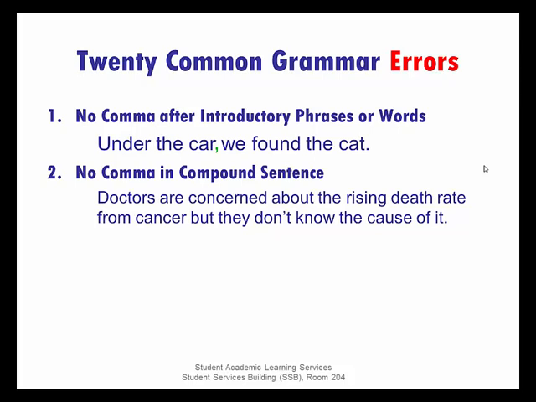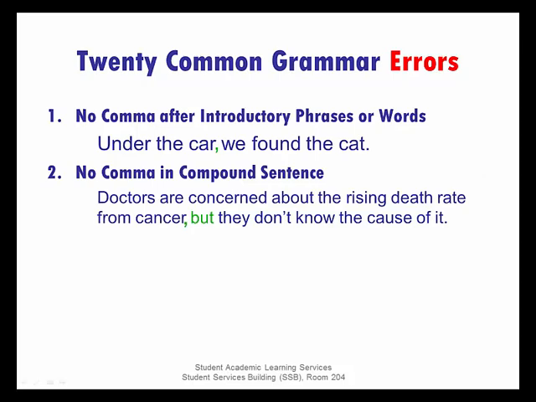The two sentences have been joined by the word but, and the word but is a coordinating conjunction. However, it cannot stand alone. It needs to have the comma. So we're joining two sentences with a comma plus the word but.